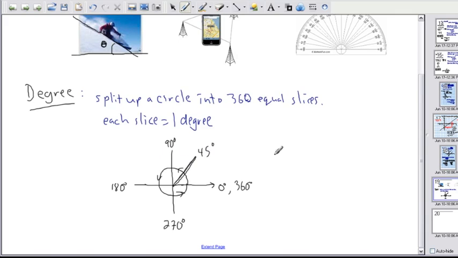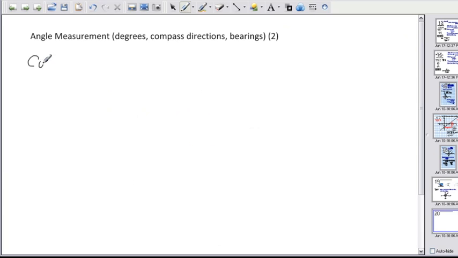Now, if we want to look at compass directions, that's another important thing. So maybe I'll write that one down. Compass directions.